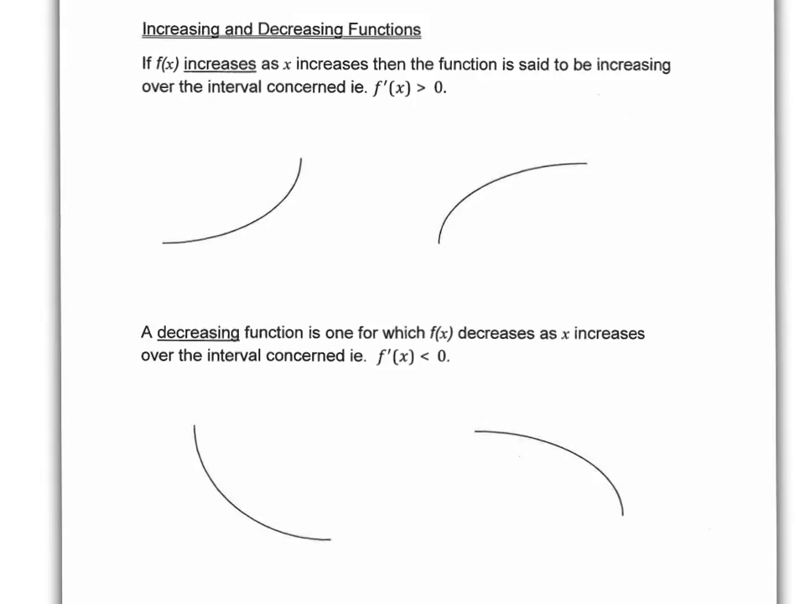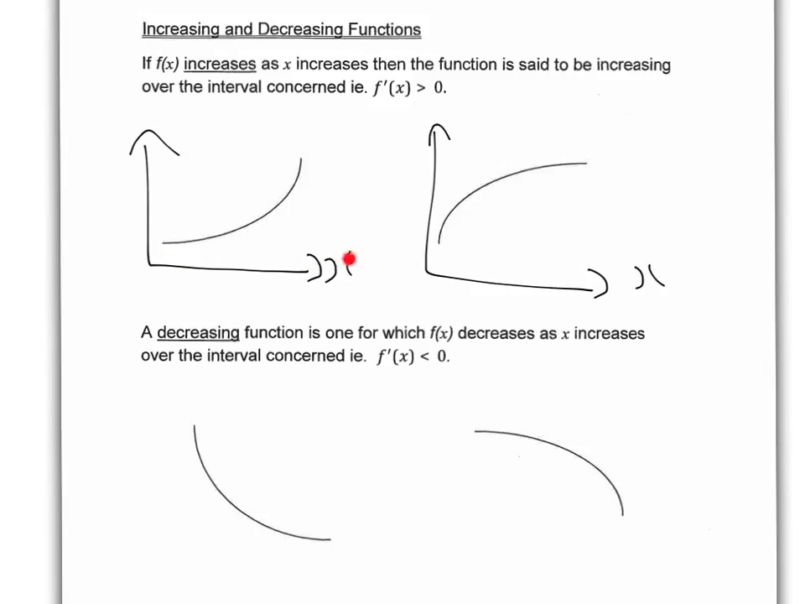So if we look at these two lines here, it's clear that both of them are going up. And by going up, what we mean is that as x increases, their value increases. Here, as x increases, its value increases. Now you can see that these are going up in sort of different ways, but they are both increasing. And what is true if something is increasing is that dy dx, the gradient, is positive.